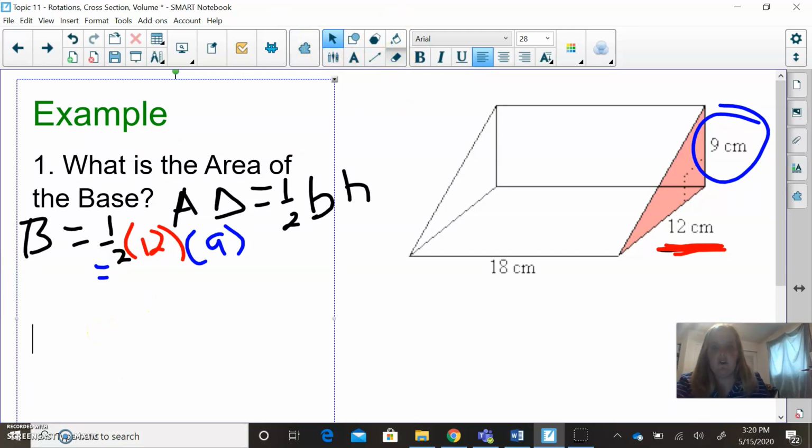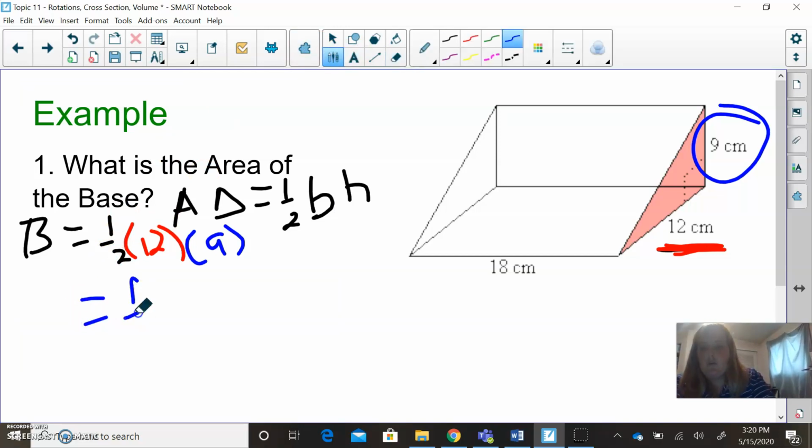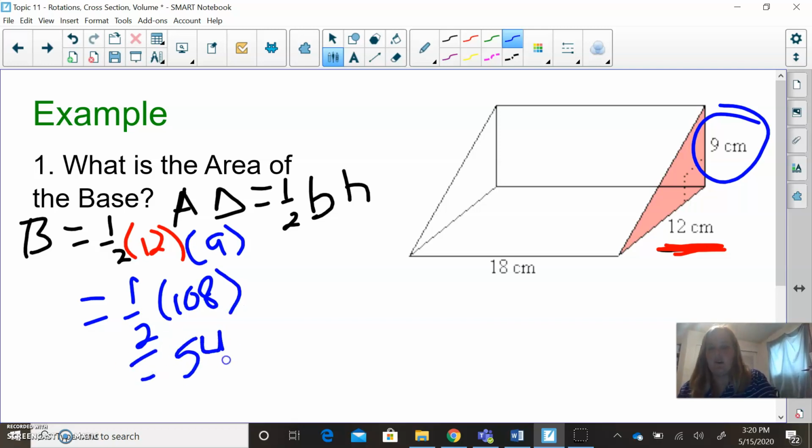Alright. So 1/2 of 12. 12 times 9. So 12 times 9 is 108. And then you're going to divide that by 2 or multiply by 0.5. Either way works, and that's fine. But it's equal to 54 centimeters squared. So our base, that triangle, the area of the triangle is 54 centimeters squared.